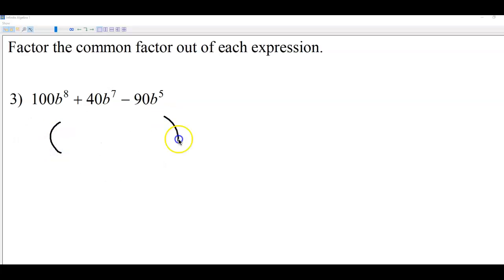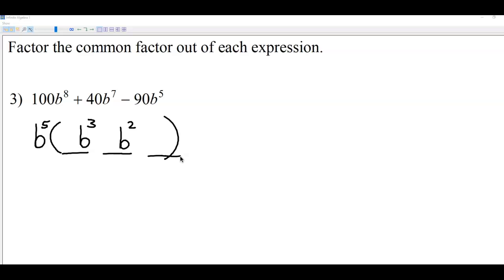Belen, how many B's can we take out of there? We've got 5 B's because this guy has the least amount, so I'm allowed to take out 5. If I take 5 B's out of all these, the first one will have 3 left, the next one will have 2 left, and the last one won't have any B's.